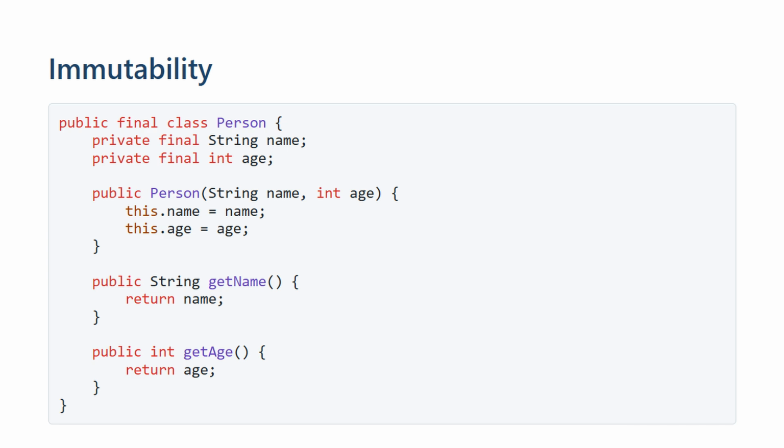Now, let's talk about immutability, one of the most important principles in modern Java design. An immutable object is one whose state cannot change after it's created.